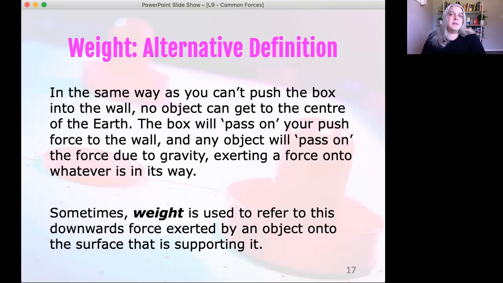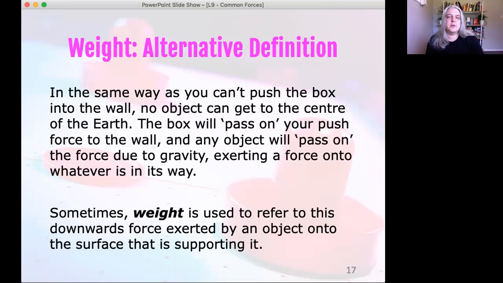In the same way that you can't push the box into the wall, no object can get to the center of Earth. That's what we said at the start. The Earth is in the way. That means that the force that is trying to move the object is effectively being passed on by the object to whatever is in its way. That's why we get a normal force. We're pushing on the ground and the ground pushes back up on us.